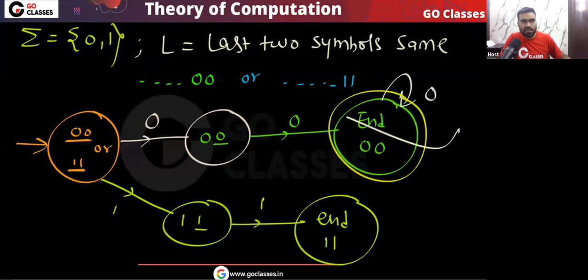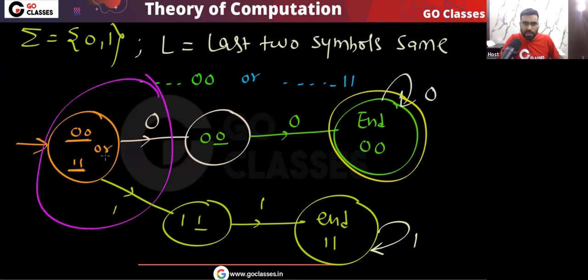In this state, I have ended with 1 1. In this state, I have ended with 0 0. If any number of ones are coming, I will ignore them, because I've already ended with 1 1. So there will be a self loop here. Very simple. So far, everything is clear. Now this state is done, because in this state, for every input alphabet, I've created the transition.